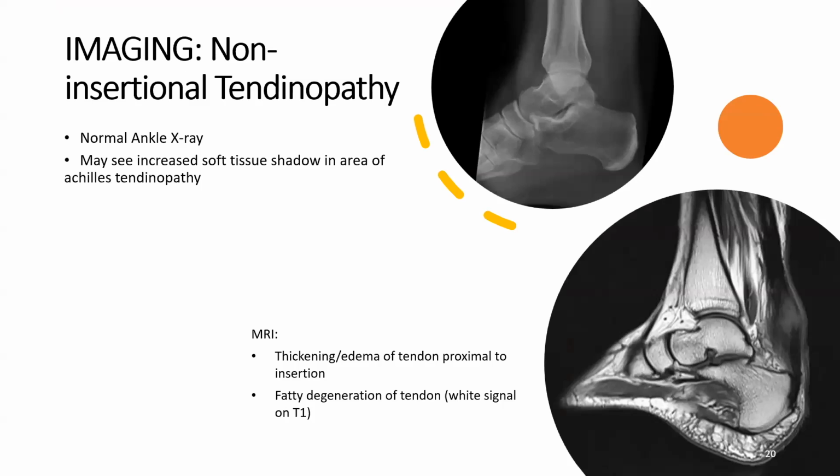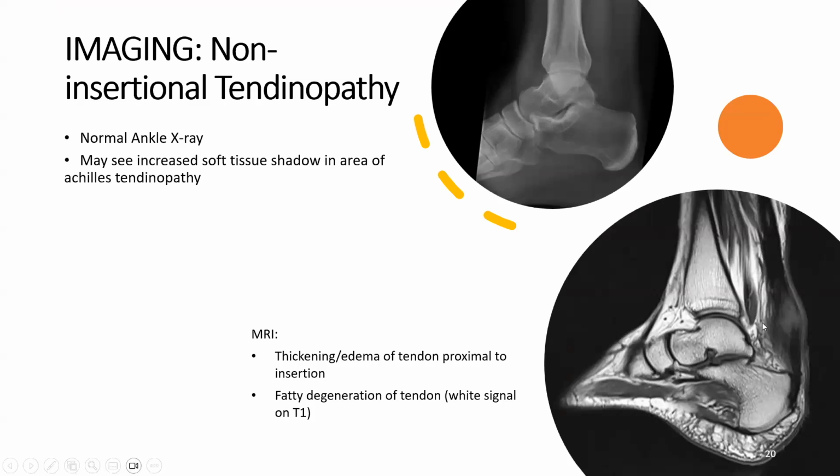For non-insertional Achilles tendonitis, you'll typically see a normal appearing X-ray. You may see increased soft tissue shadowing in the area of the Achilles tendon, but for the most part, it's a pretty normal X-ray. Where you do notice changes is on the physical exam, as we said, and on the MRI, where you'll notice thickening and edema, or swelling, of the tendon just proximal, or just above, its insertion.